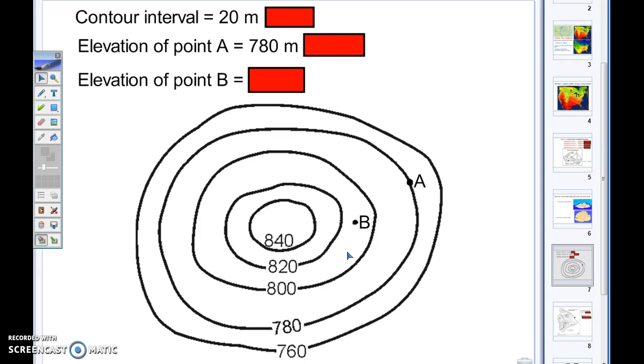Location B is in between 800 and 820. So you have the values in between there. You have 801, 802, 803, 804, and so on until you get to 820. So the elevation of location B is about 810 meters. I picked that value because it's right in between 800 and 820. However, if I had a location that was closer maybe to my 800 contour line, I would probably pick a value that was closer to 800, like maybe 801, 802, 803, something like that.